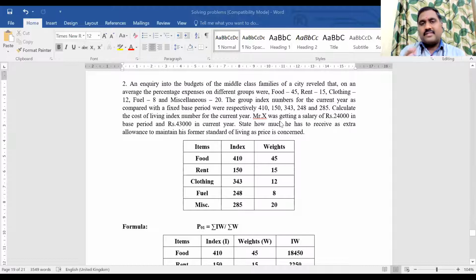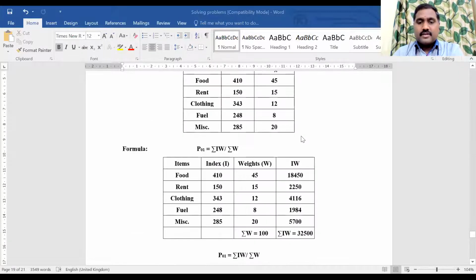From that we can identify the change in the salary. That's okay. But they're asking how much he has to receive as extra allowances to maintain his standard of living. So they're asking only for the allowances part. Do you know the allowances part for the previous salary? We don't know. So first we need to calculate the allowances part for the previous salary according to the cost of living index number.